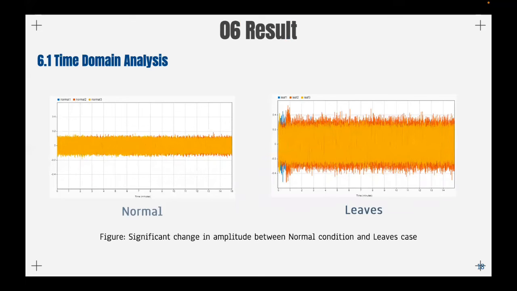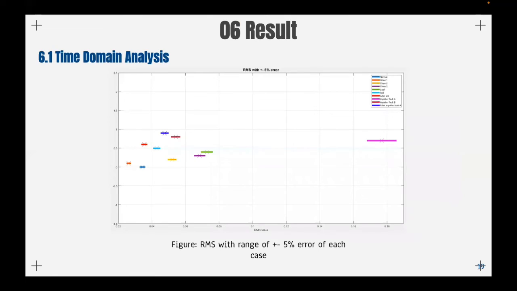For the result part, starting with time domain analysis, the figure shows that the signals are different from each other between the normal case and other cases in time domain. The figures show the RMS value with a range of plus or minus 5% error of each case, where there are some overlapping values between cases that prevent classification, which will be looked at in more detail in a table.